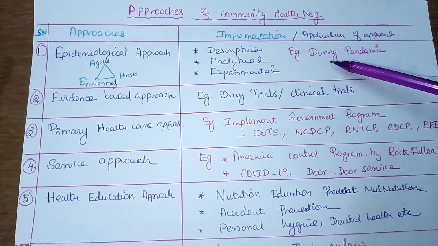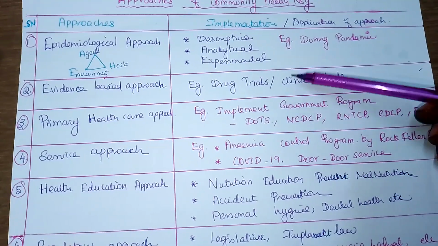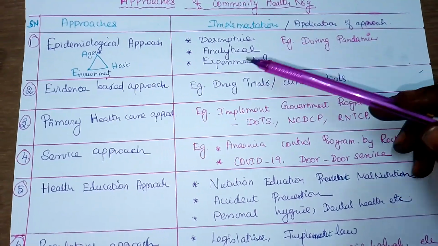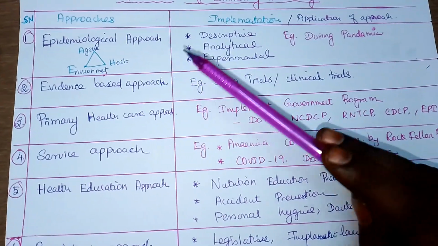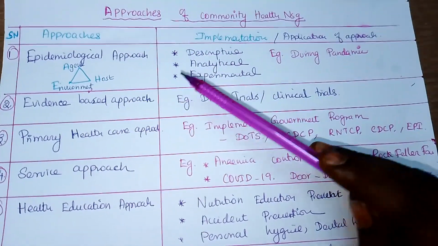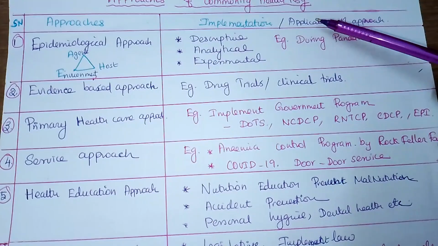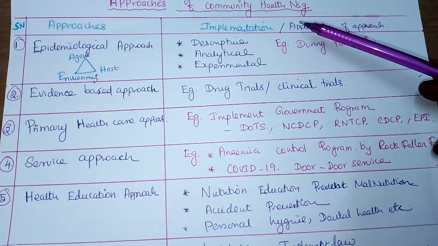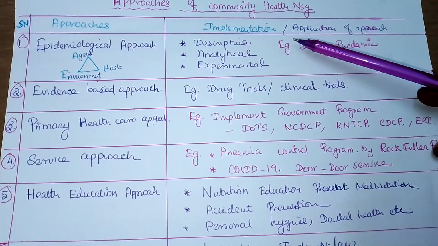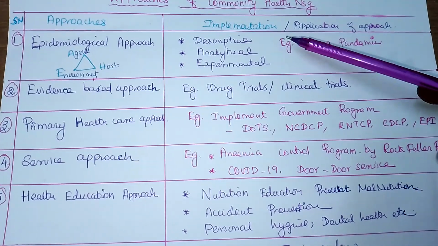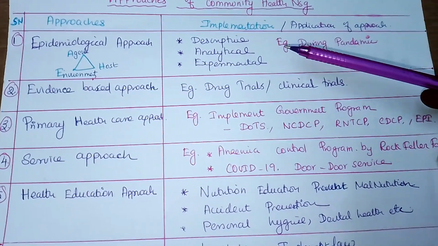The first approach is the epidemiological approach. You know what epidemiology is? It is the study of the distribution and determinants of health-related events in a particular population, and applying this study to control the disease in the country or the community. This is used for any endemic outbreak, or even a pandemic outbreak. You can also use research methods like descriptive, analytical and experimental studies. During the pandemic they did many studies, and even found out the vaccines and everything.